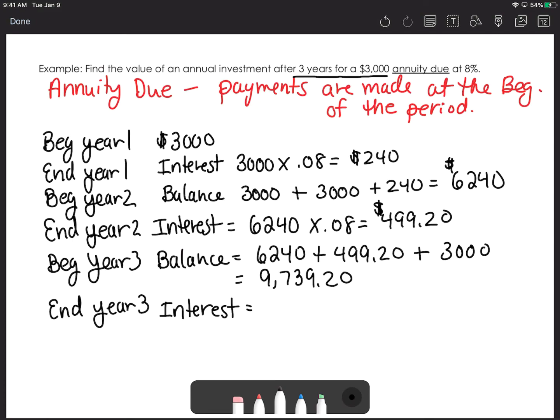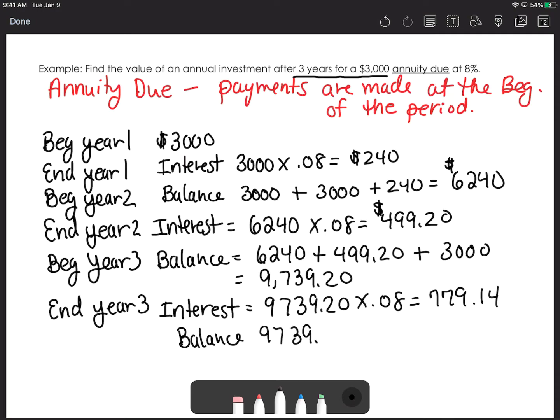Okay, so we're going to take the previous balance, which is $9,739.20, and multiply it by 0.08. And we're going to get that interest is $779.14. So our balance at the end of year 3 would be $9,739.20 plus the interest, which is $779.14. So our balance would be $10,518.34.